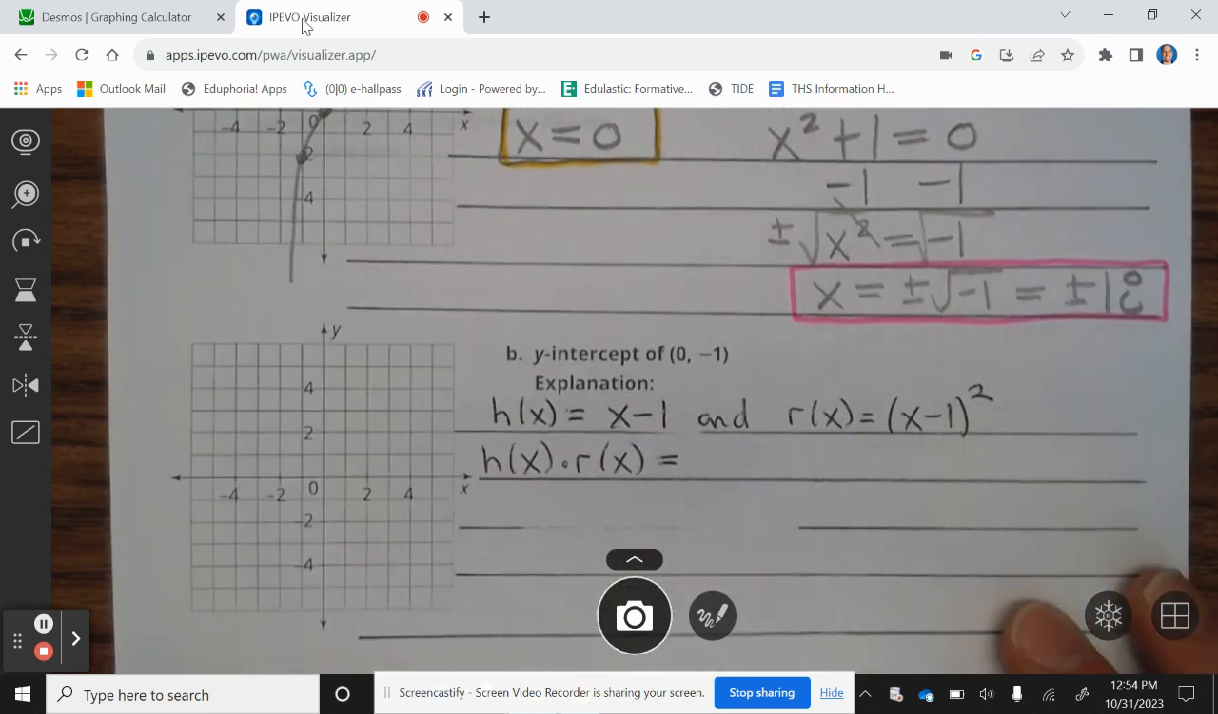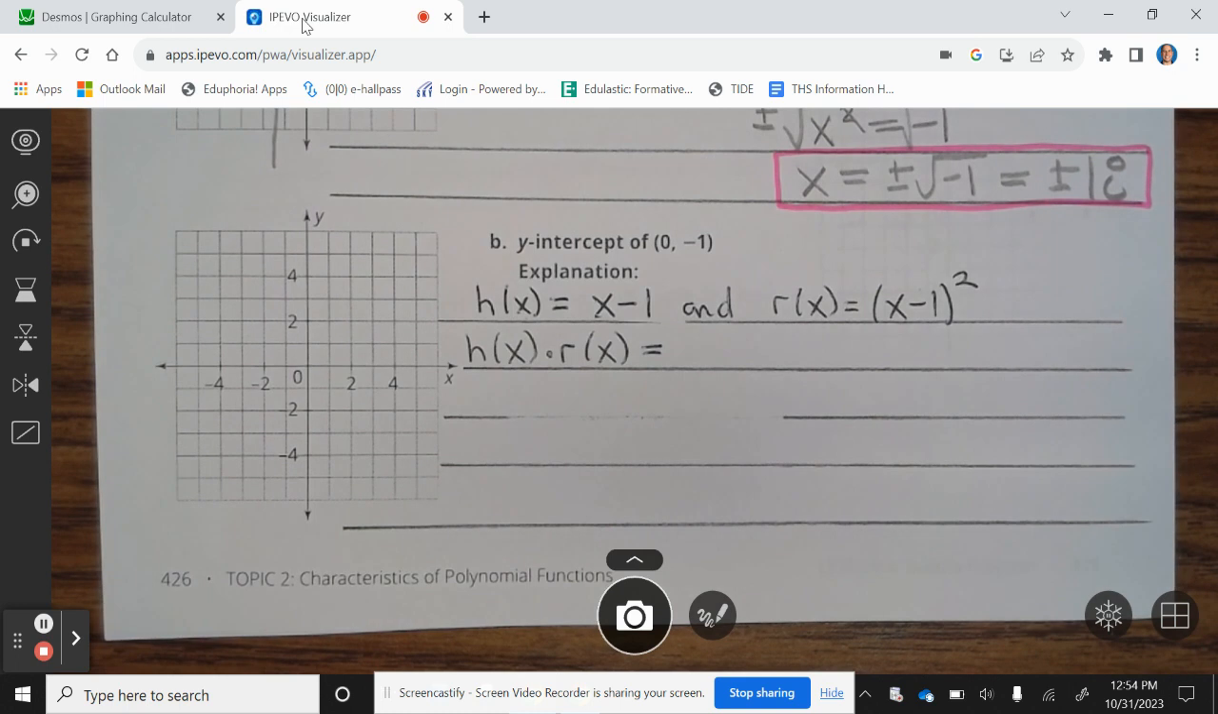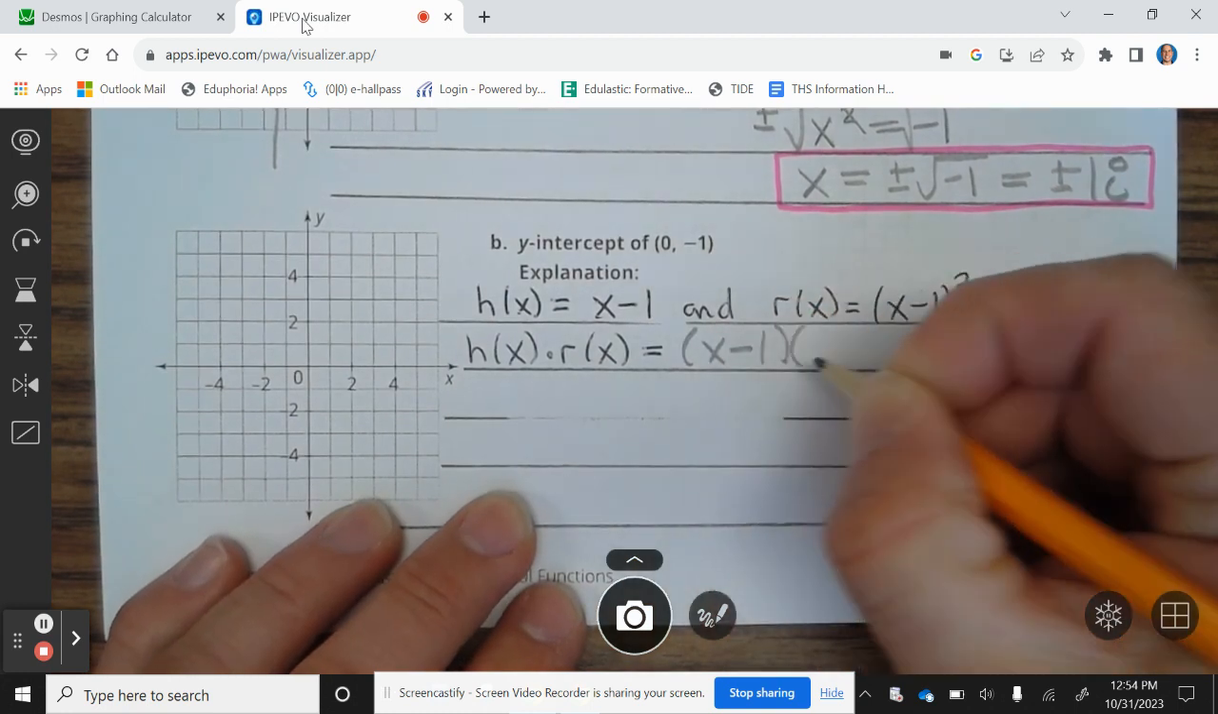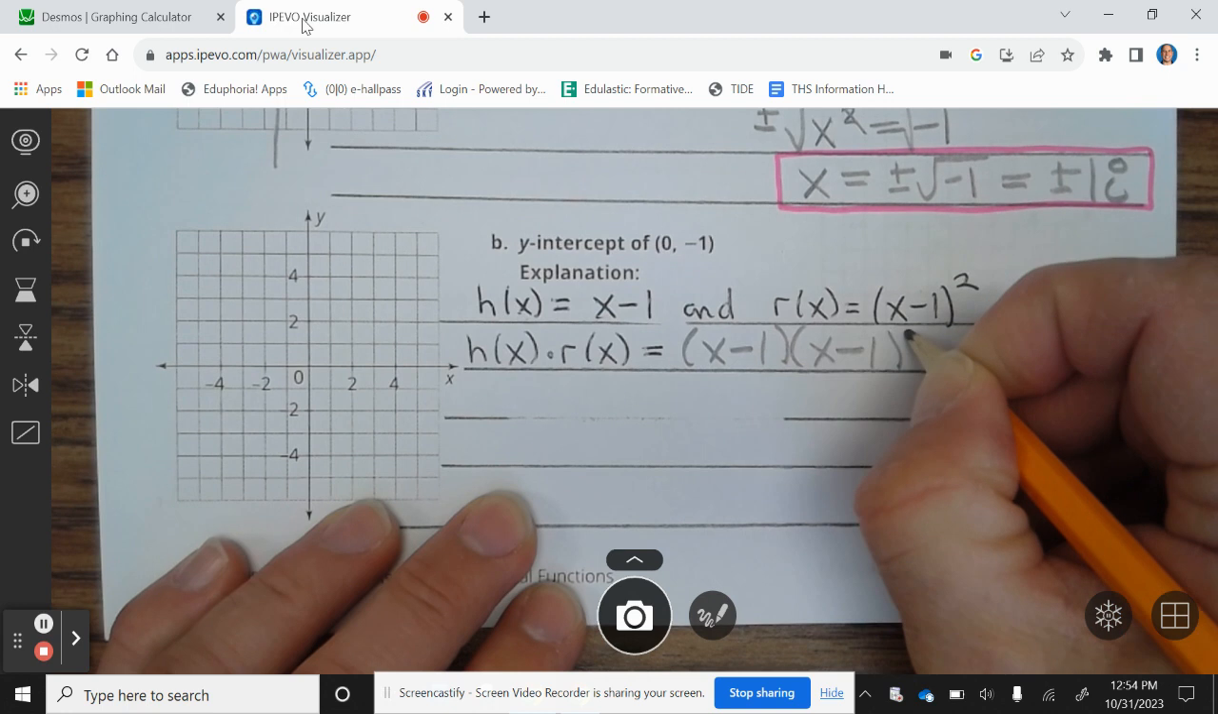All right, let's take a look at 1B. The y-intercept is (0, -1). So we're going to use the function h of x equals x minus 1 and r of x equals x minus 1 squared. So h of x times r of x is x minus 1 times x minus 1 squared.